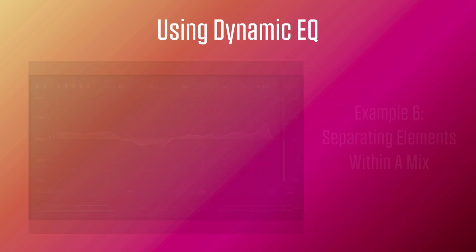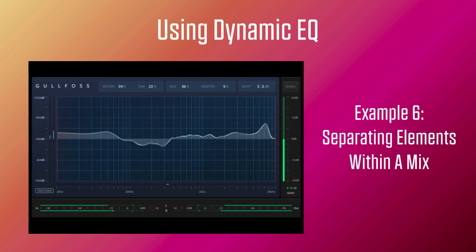In the 6th and final example, I'm going to use Gullfoss, a dynamic and adaptive equalizer that uses dark magic to intelligently analyze and equalize complex material. I will use it to highlight certain aspects of a well-mixed R&B song. Here is the dry, unprocessed version.